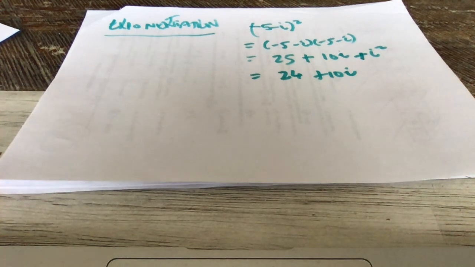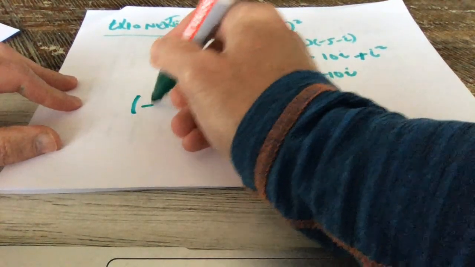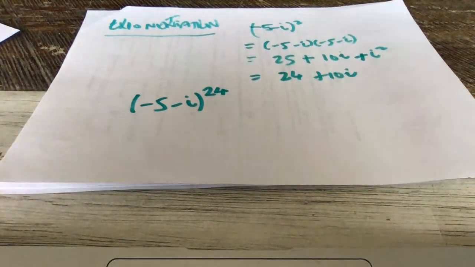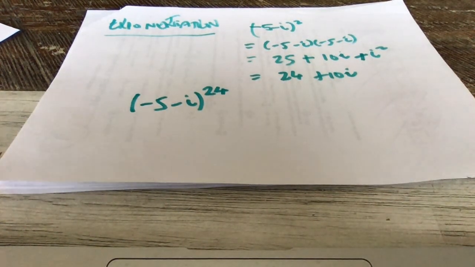You can do that, but what about something like minus 5 minus i to the power of 24? When you've got very large powers, that means you must multiply minus 5 minus i by itself 24 times. And I would suggest to you guys that life is too short to do that. You're going to make a mistake. It takes too long. But this kind of calculation occurs sometimes in complex numbers: you have a complex number raised to a large power.